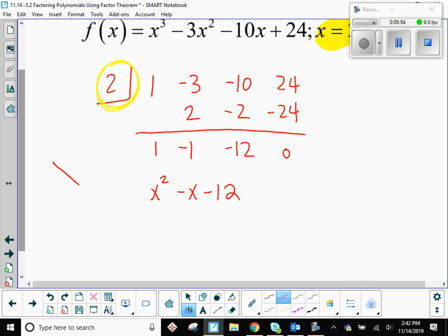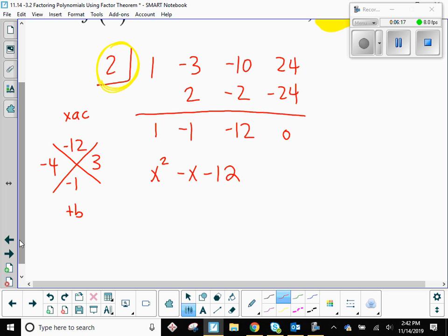Whether you do it by grouping or swing method, you're going to start either way like this. What multiplies to AC and adds to B? So AC is negative 12, B is negative 1. What two numbers will work here? Negative 4 and 3. If you're doing factoring by grouping, this is where you rewrite the middle term as negative 4x and 3x. If you use swing method, this is where you divide by the a value. But it doesn't change anything because the a was 1.